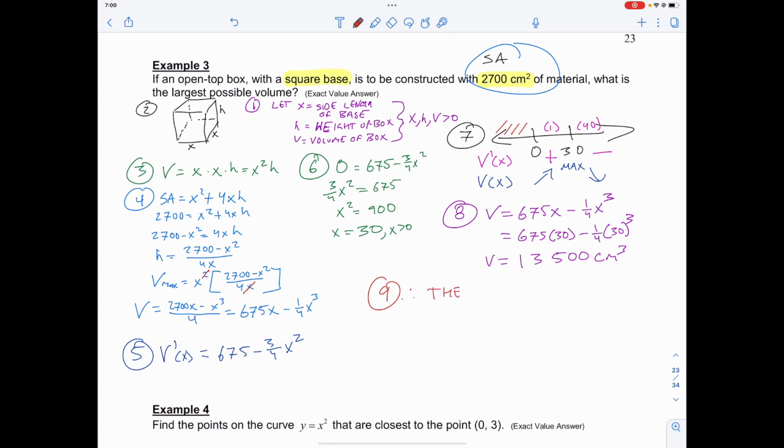Therefore, the largest possible volume of the open top box is 13,500 centimeters cubed.